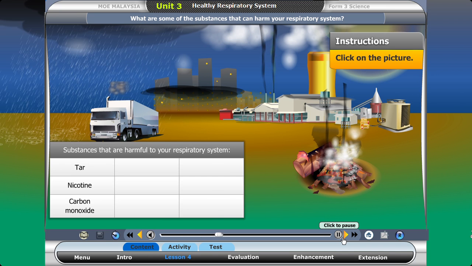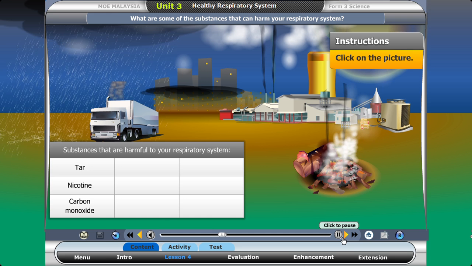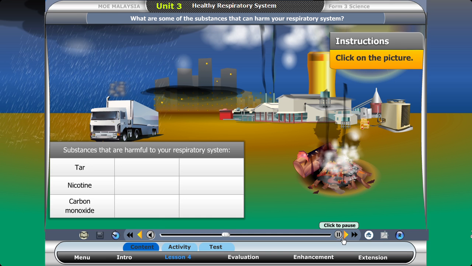What other substances are harmful to your respiratory system? Click on the pictures to find out.